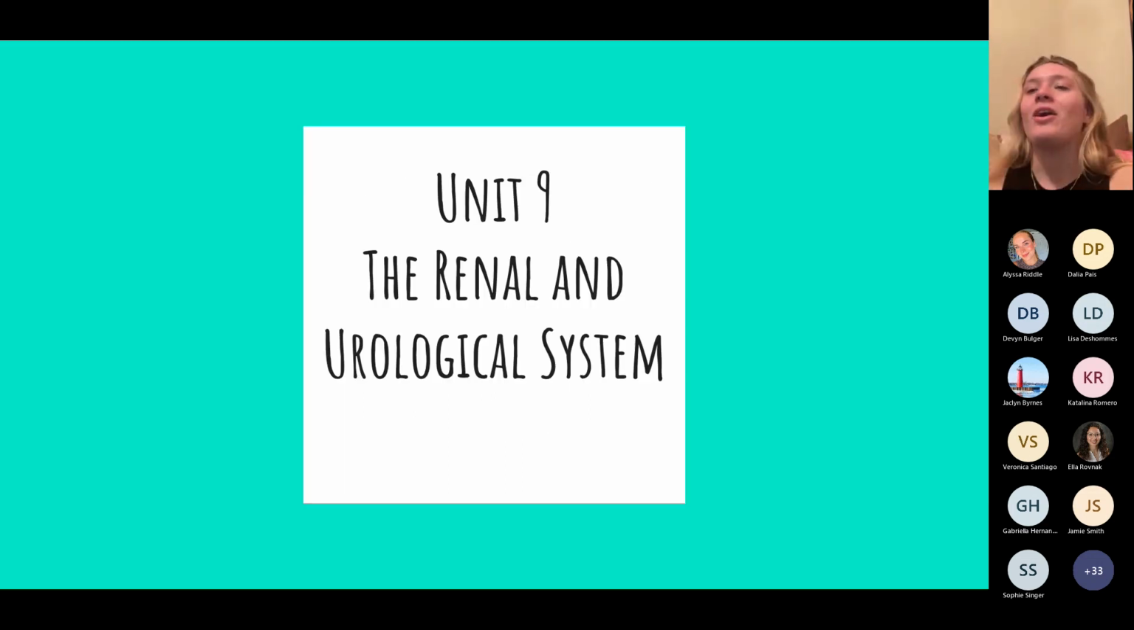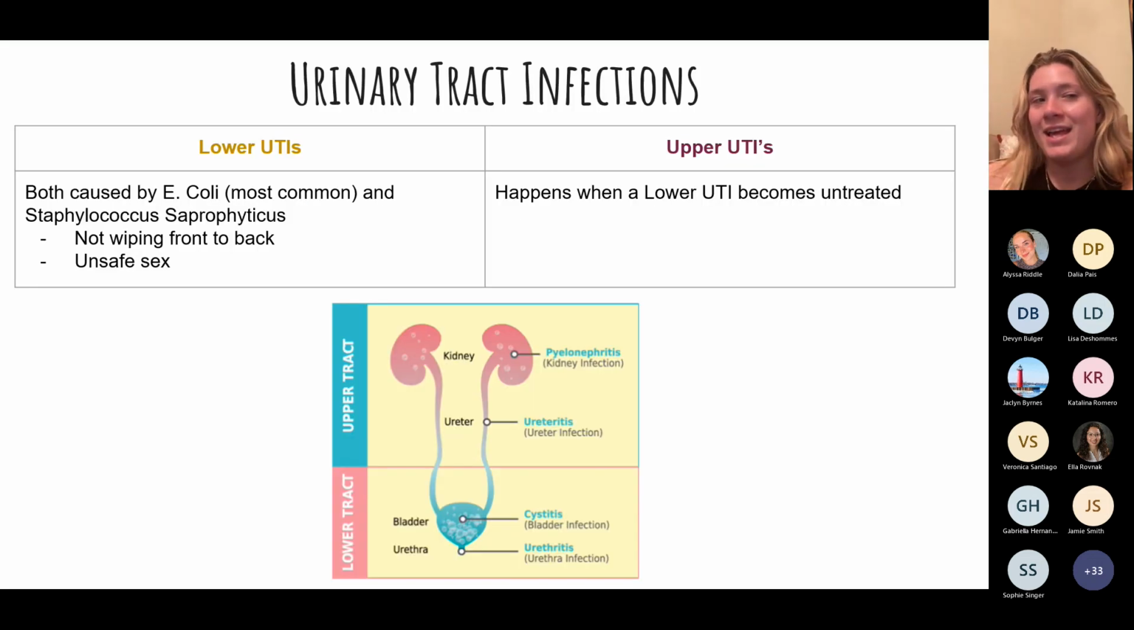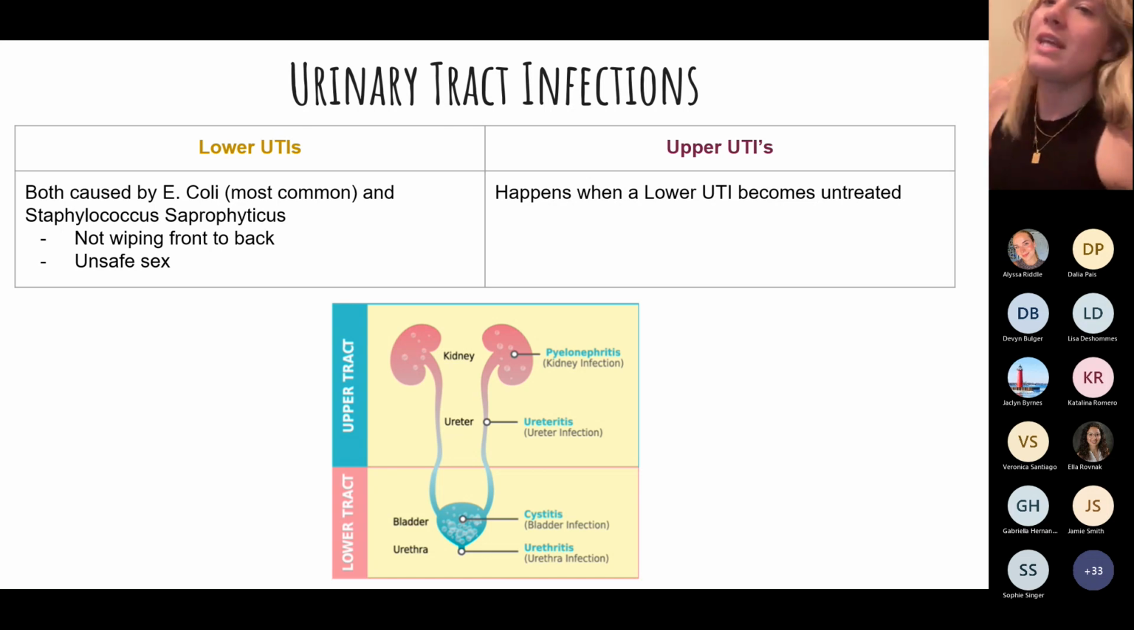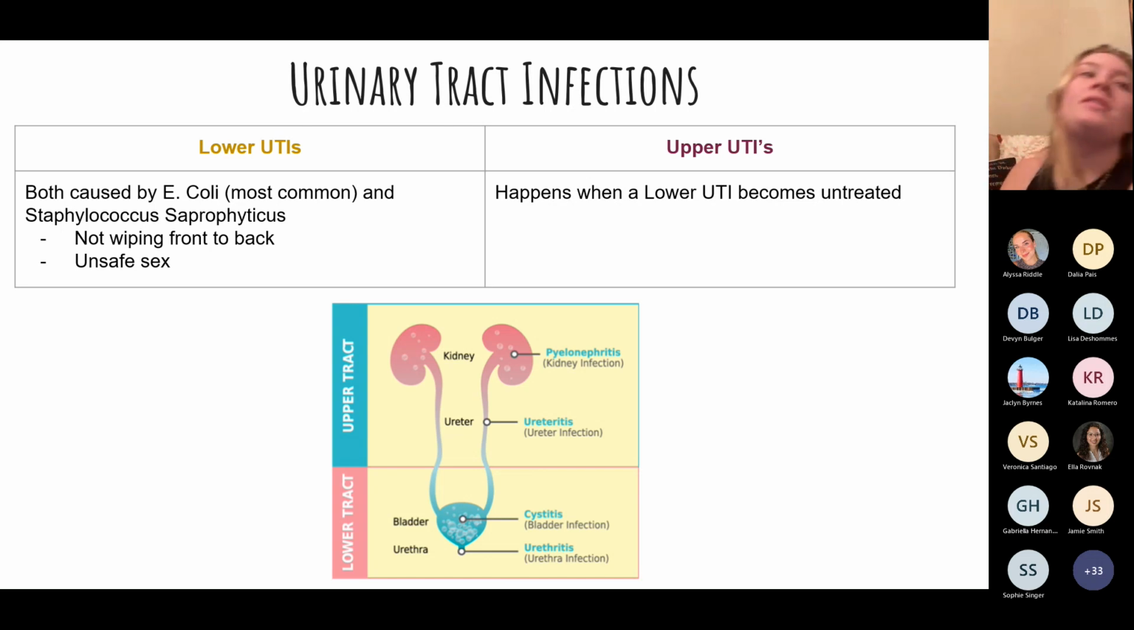Now we're going to talk about our renal and our urological system, so kidneys and all that fun stuff. So we talk about UTIs. How do we differentiate them? You have your lower UTI and you have your upper UTI. When we think lower UTI, this is our bladder, our urethra, etc.